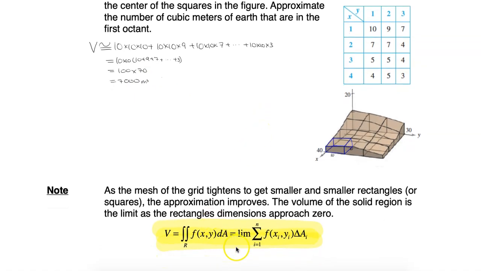So this would be the definition of the double integral. It's the limit as the areas approach 0.